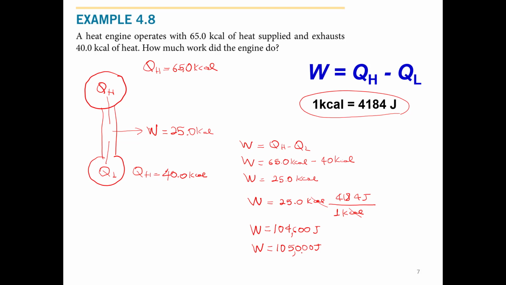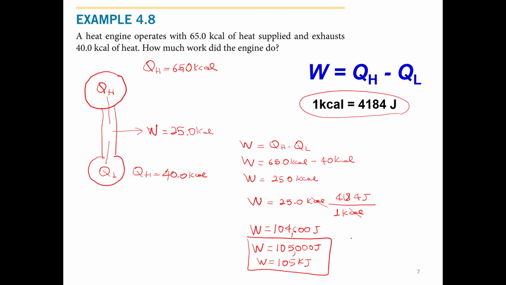Also we can see we had 1, 2, 3 zeros. Then we can write this as 105 kilojoules. The 1, 2, 3 zeros correspond to 1,000, and 1,000 is kilo. So we can write 105 kilo. These are 2 different ways we can give the answer.